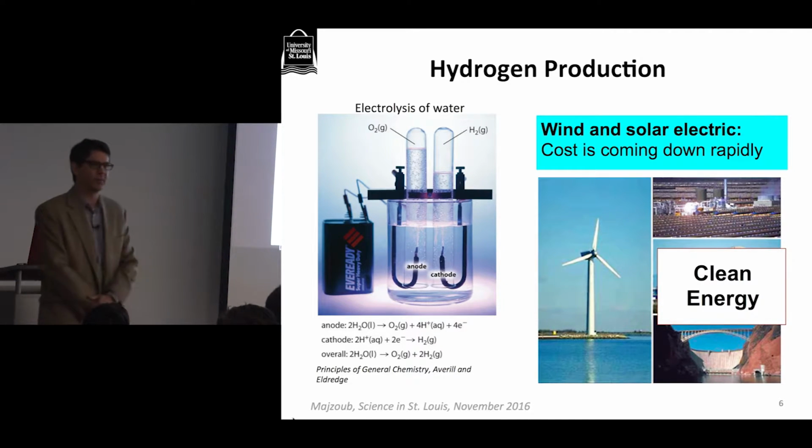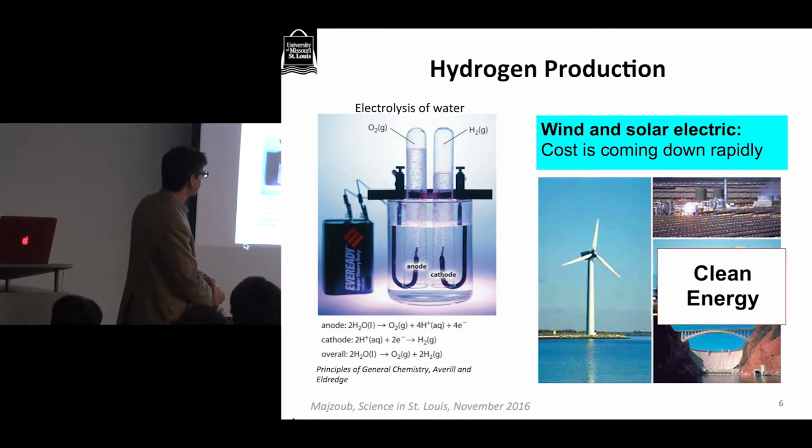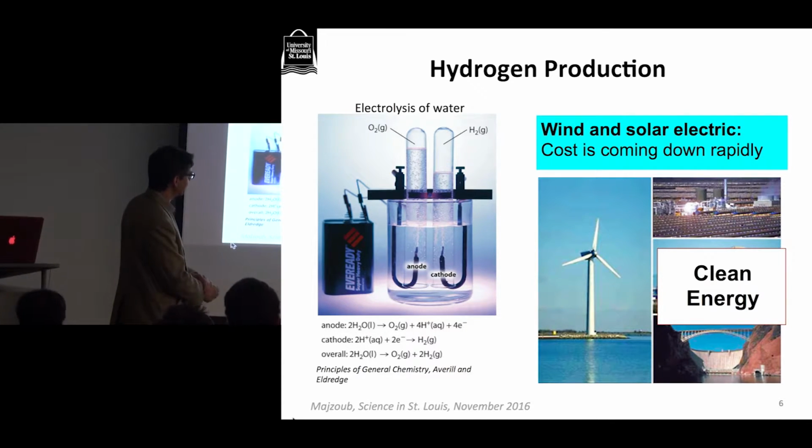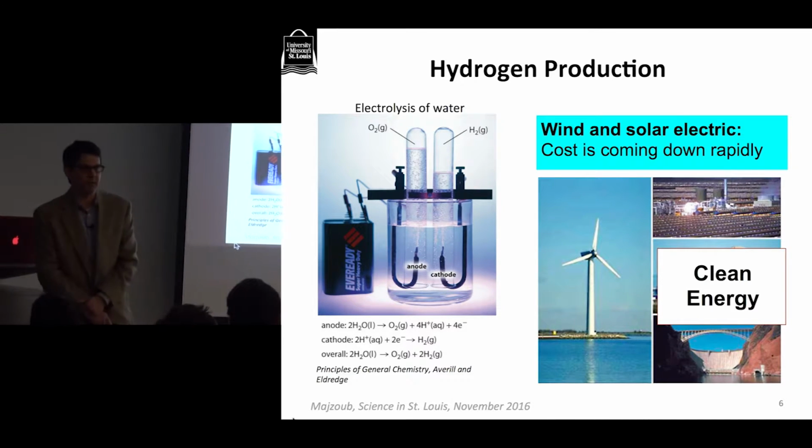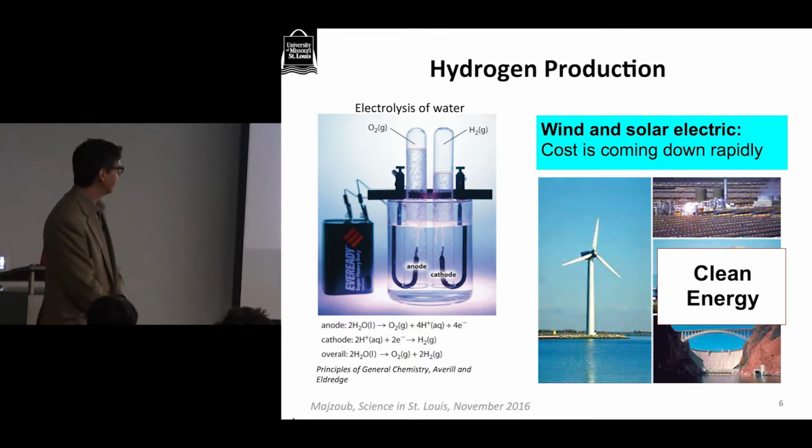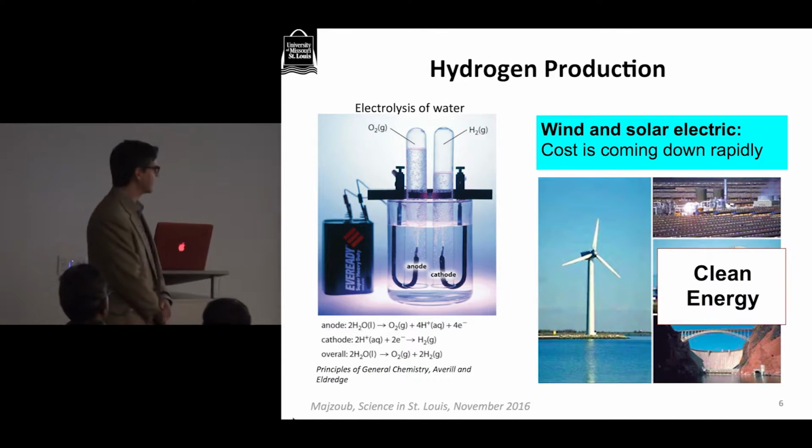So all we really need to do to produce hydrogen cleanly is simply to use other resources that we have that are renewable. So for example, wind and solar, or even hydrothermal. Any of these methods would be adequate to produce hydrogen for our purposes.